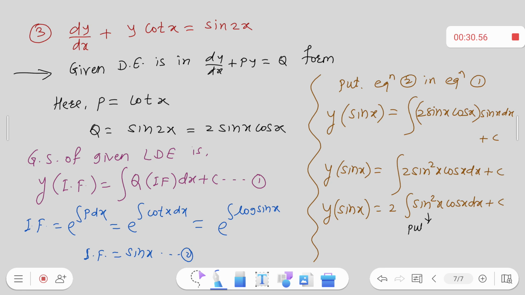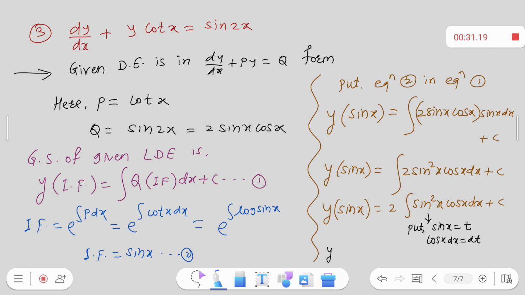Put sin x is equal to t. If sin x is equal to t, then cos x dx is dt. If you don't know the result, then you may use substitution like this. Put sin x is equal to t, so cos x dx is dt.